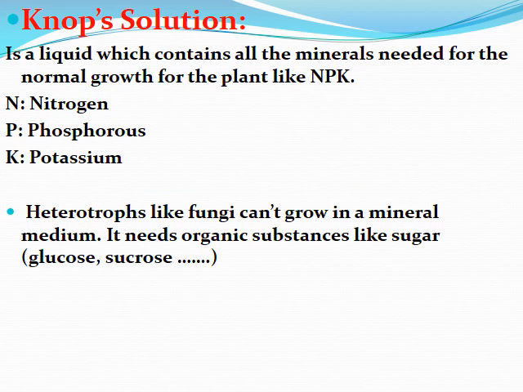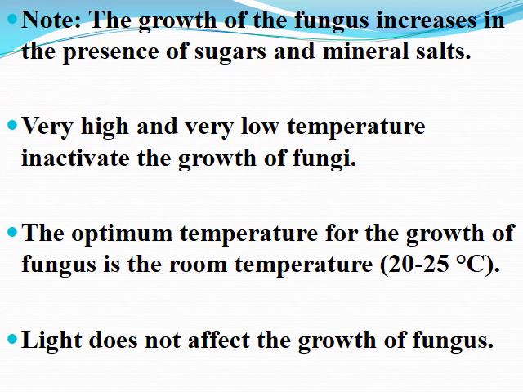Knop solution is known to be the liquid that contains all the minerals needed for the normal growth of the plant, like NPK: nitrogen, phosphorus, potassium. Heterotrophs like fungi cannot grow in a mineral medium unless they have an organic substance like sugar, glucose, sucrose, and others. Note that the growth of the fungus increases in the presence of sugar and minerals.